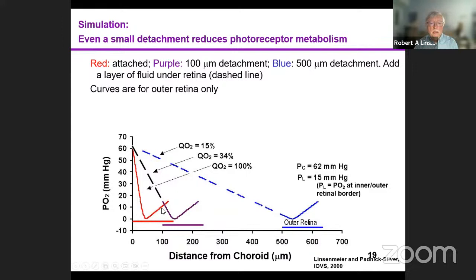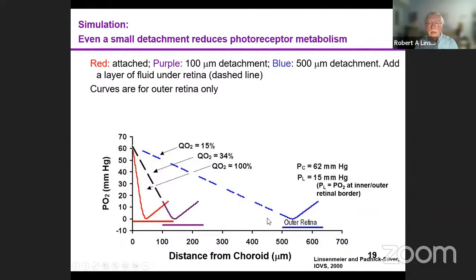So the red curve here is a simulation of a dark adapted profile in the retina when it's attached. So the inner retina is not being shown here at all. This is just the profile through the outer retina. And we'll say that the oxygen consumption of the photoreceptors there is 100%. We can then detach it by 100 microns or 500 microns.